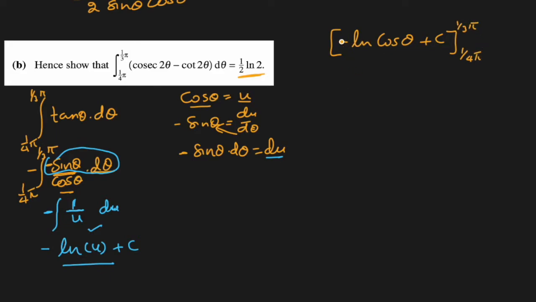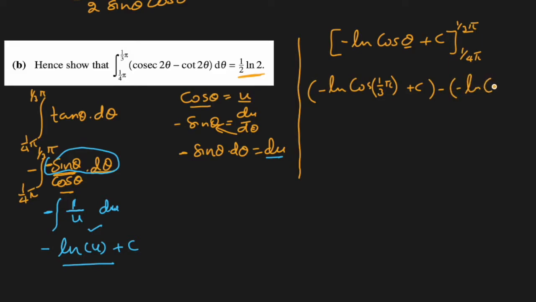And now we'll substitute the values of theta as 1 over 3 pi and 1 over 4 pi. First 1 over 3 pi: minus natural log cos 1 over 3 pi plus c, minus, natural log cos 1 over 4 pi plus c. So this c and this c can get cancelled because there is a minus in between.